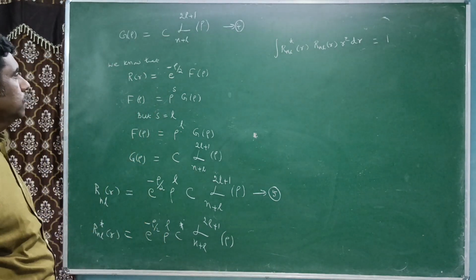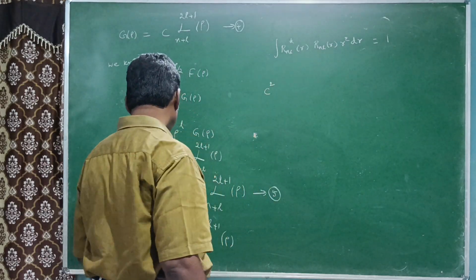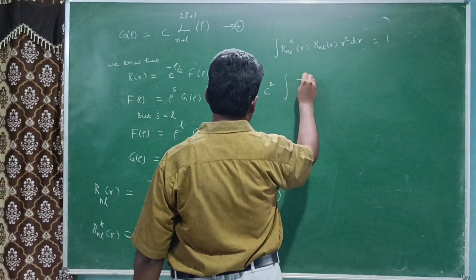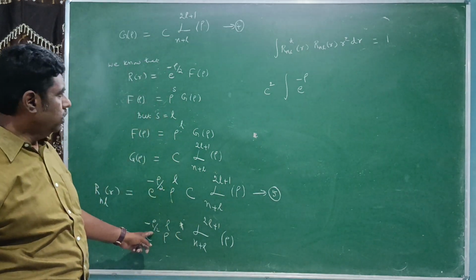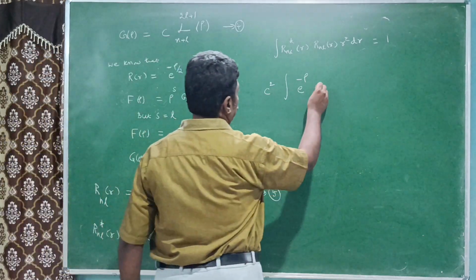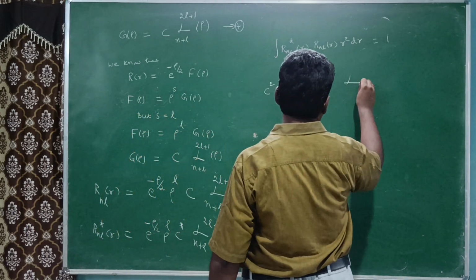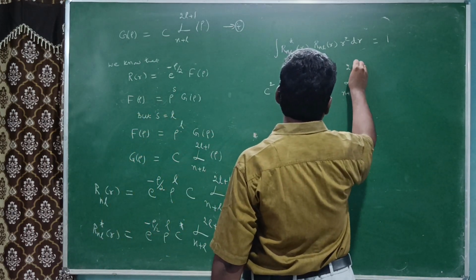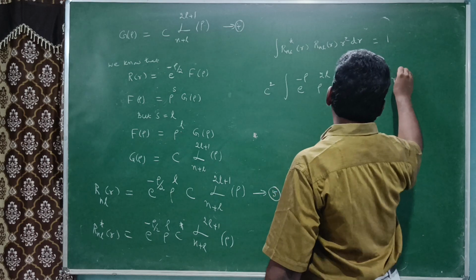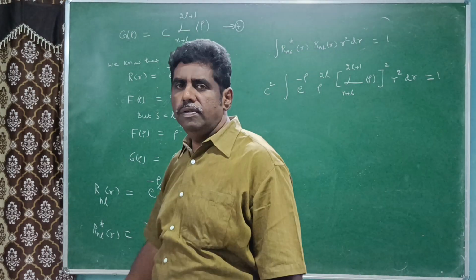If you multiply these two things, you can get c into c star, that is c square, integral e power minus rho by 2 into minus rho by 2, rho power l into rho power l, that is rho power 2l, then this polynomial square into r square dr equal to 1. This is the normalization condition.